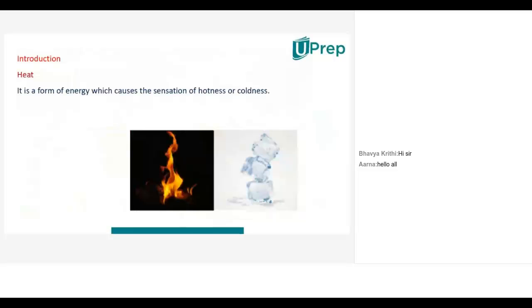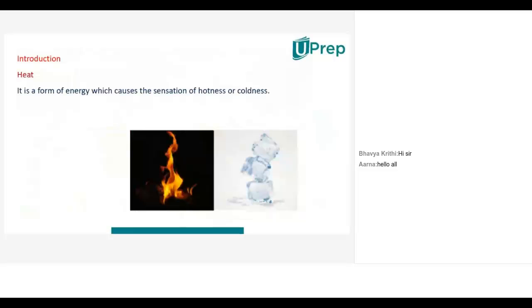Maybe low temperatures are not there at your place, that's why you are not feeling like that. If it is very cool, definitely if you touch wood also, you can feel coolness. And in hot summer, if you touch your wood, you can feel that hotness. So the feeling of that hotness or coldness will be created by one form of energy, and that form of energy is only called heat energy. Is it clear? Yes, sir. So it is a form of energy which causes the sensation of either hotness or coldness.